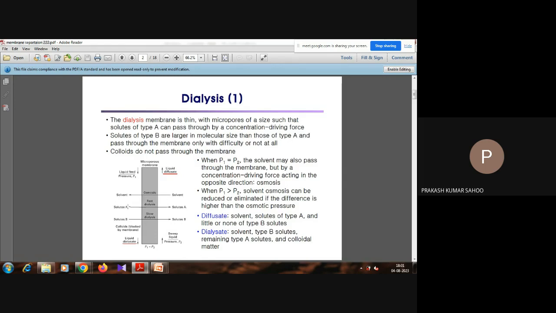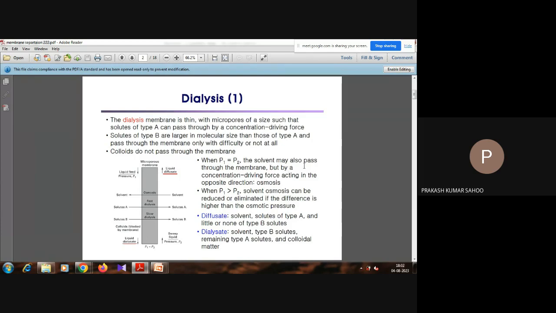Solution A with a definite size passes through the membrane, but solution B with a larger size flows very slowly, that is slow dialysis, and larger size particles will not pass through. So when P1 equals P2, that means the pressure on the left side and the pressure on the right side are equal.